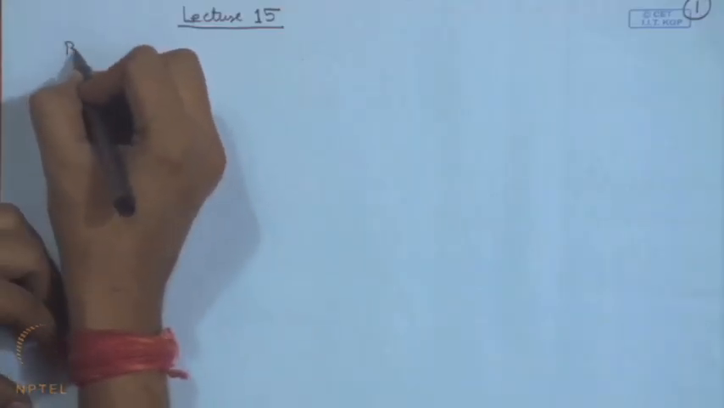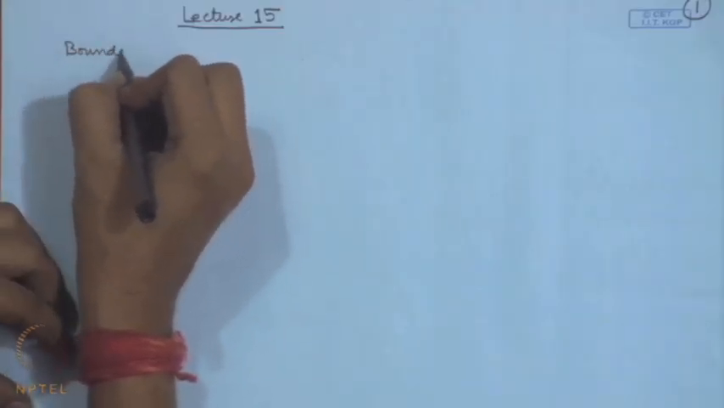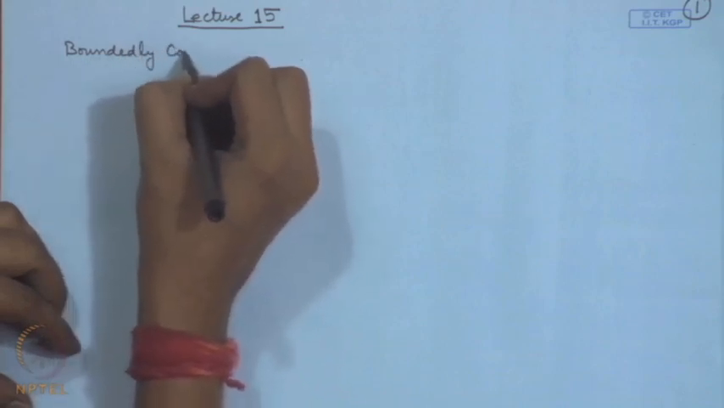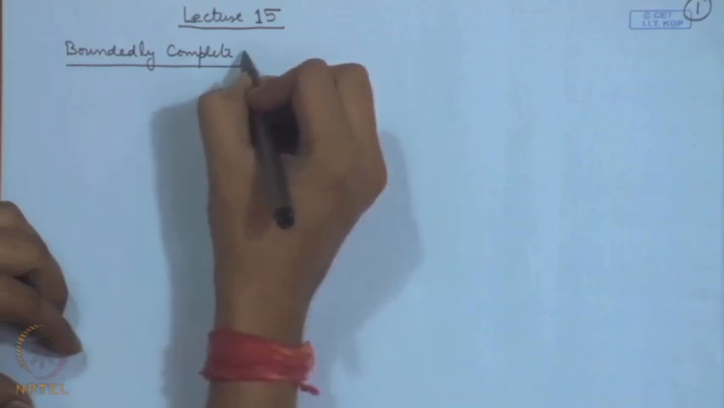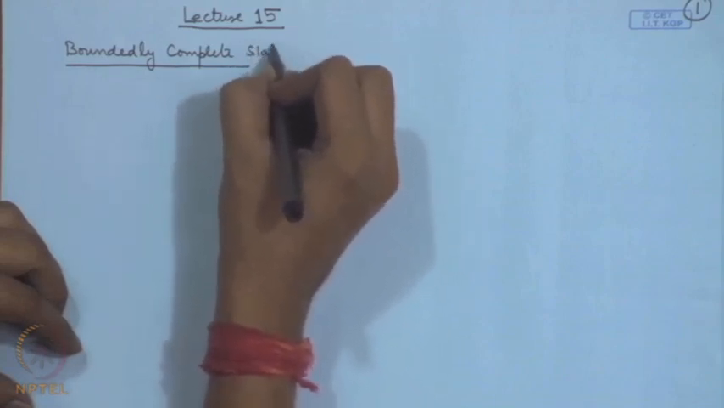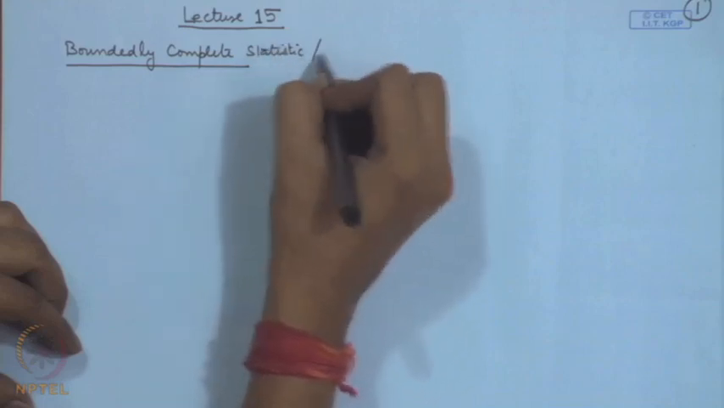In the last lecture, I introduced the concept of minimal sufficiency and completeness of certain statistics, or again these are also the properties of the family of distributions. Before we proceed further, I will define a related concept that is called boundedly complete statistic or boundedly complete family of distributions.